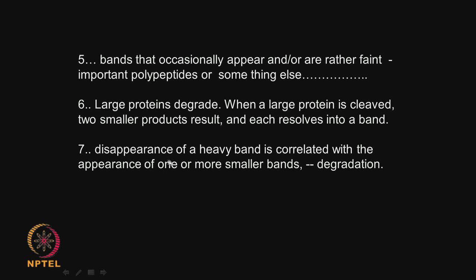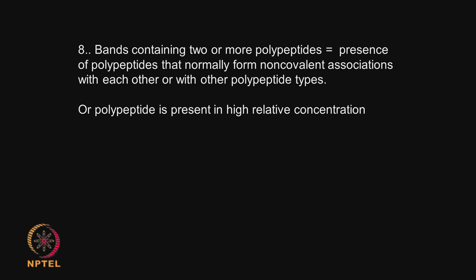Large proteins degrade into two smaller products, and each resolves into a band. Disappearance of a heavy band is correlated with the appearance of one or more smaller bands, that means degradation of that large band into smaller fragments. Bands containing two or more polypeptides mean the presence of polypeptides that normally form non-covalent associations with each other, or a polypeptide present in high relative concentration.